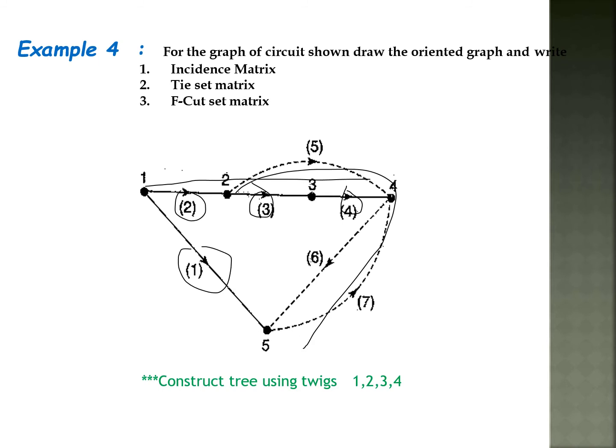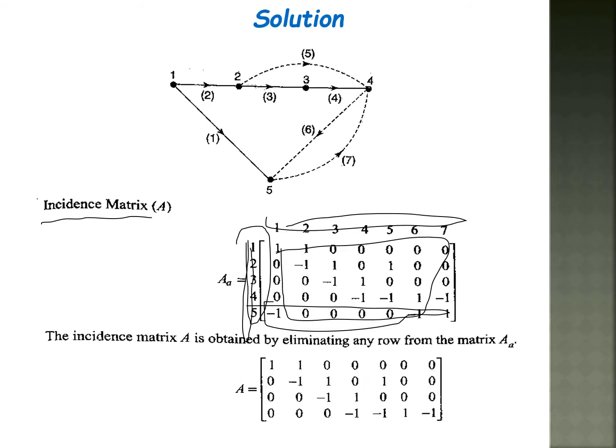Next, this is example 4. This consists of 1, 2, 3, 4 represented with the tree, remaining 5, 7 represented the cotree. Here the solution incident matrix is how 1, 2, 3, 4, 5. 5 nodes are there. Nodes are represented with the row, and 1, 2, 3, 4, 5, 6, 7 branches are represented with the column.